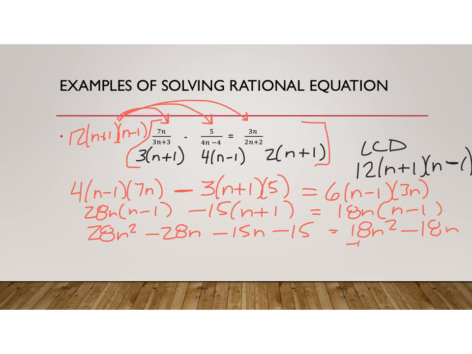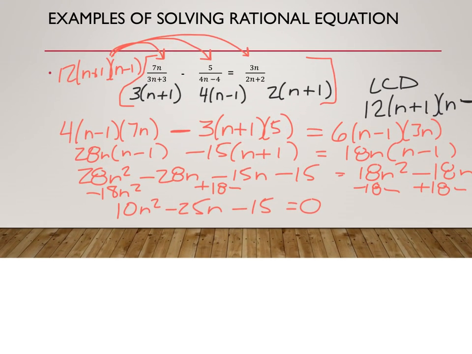So now we've got to get everything to equal 0. Subtract 18n squared, which would be 10n squared. I could add 18n to both sides. That would give me a negative 25n minus the 15. If I take a 5 out of all of this, I'd have 2n squared minus 5n minus 3.